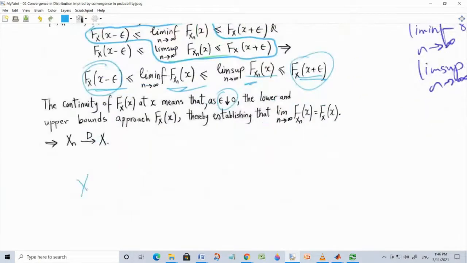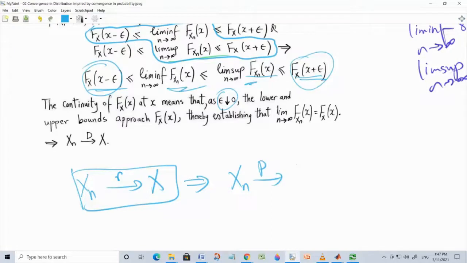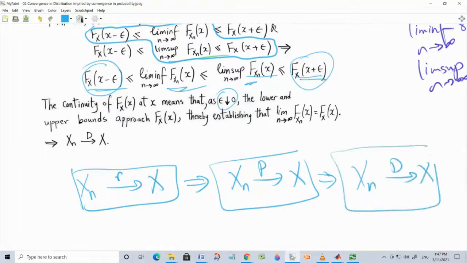So now we know that convergence in the Rth mean implies convergence in probability. Here the proof is one line using Markov inequality, and now using this slide here, we know that this implies convergence in distribution. The converse is not necessarily true, but it can be true in some cases. What about this converse? If you have convergence in distribution, do you have convergence in probability? Let's see this case.